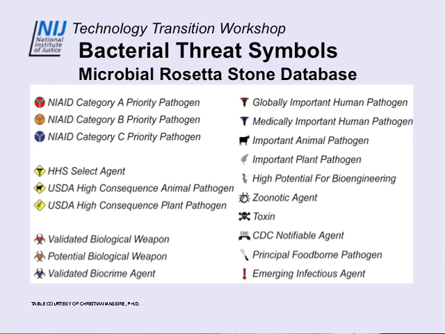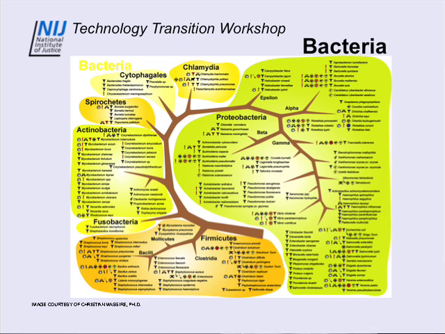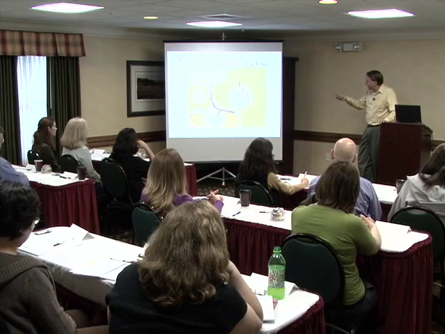If we take these threat symbols now and superimpose them on a bacterial tree of life, while you can't probably read the individual entries, the point is going from gram-positive around to gram-negative, there's threat symbols everywhere. There's not just one node of this that we have to worry about from the perspective of biodefense or human health or foodborne pathogens. Everywhere you look, there's something.